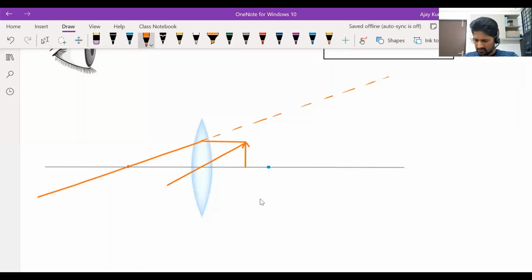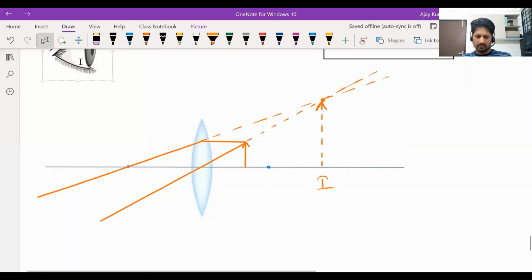The other ray passes like this. In between these, there will be infinite other rays also. Okay, and this is where you get the image. Now bring the eye into the picture. What your eye sees is the image, because rays will enter into your eye as if they are coming from that position, from the image position.